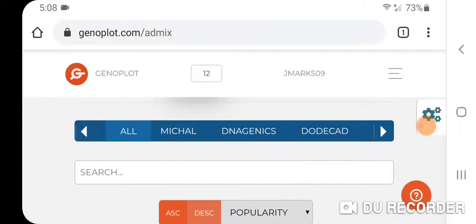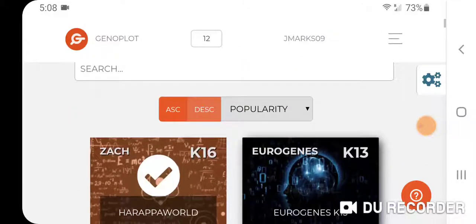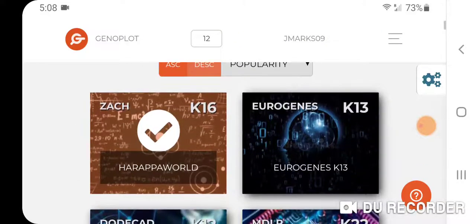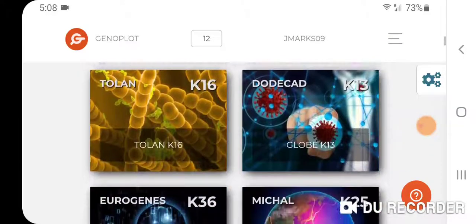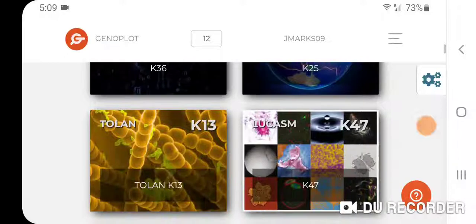As I described earlier, you can scroll through. They have a bunch of options: Tolan, Punti, NAL, Dodecad, DNA Genics, and there's the HarappaWorld that I used. There's a bunch of options here, and I like the visualization.